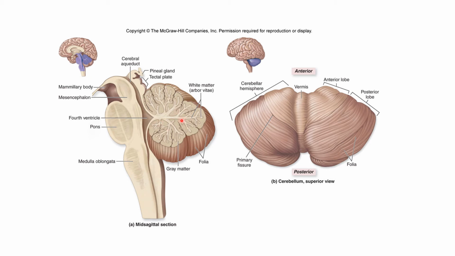And if you cut it open, so you have a mid-sagittal view right here, you would see the gray matter of the cerebellum, and you would see those arbor vitae, the white matter of the cerebellum. And right in front of it, there is the fourth ventricle. And right here, this canal would be the cerebral aqueduct. And you can also see the three parts of the brainstem. We've got the midbrain, the pons, and the medulla oblongata.